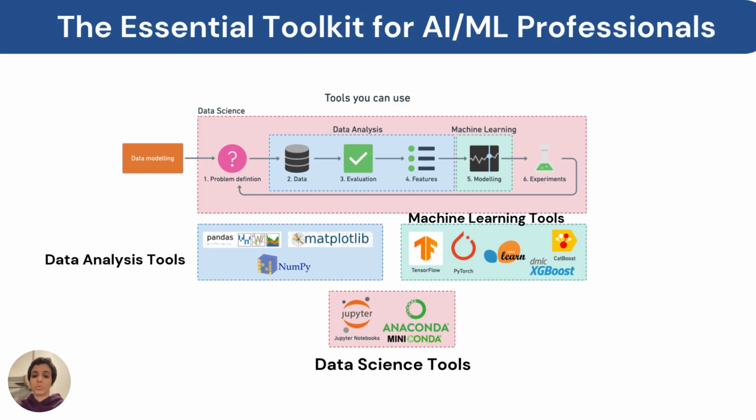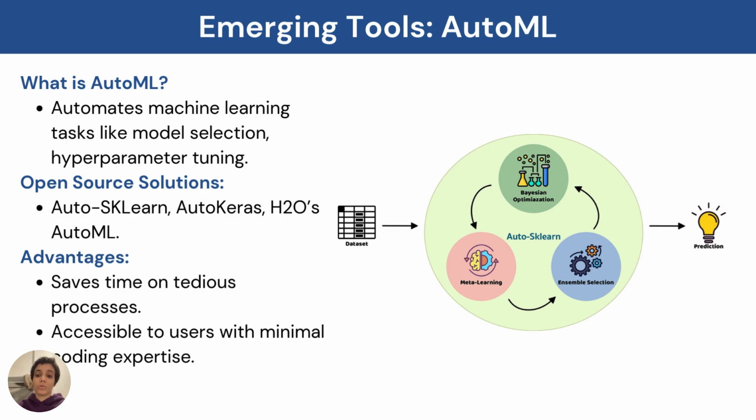Here we have the essential toolkit for AI and machine learning professionals. We have here data analyzing tools. We can see Matplotlib, NumPy, Pandas. We see the data science tools Anaconda and Jupyter. We see the machine learning tools like TensorFlow. We see scikit-learn, and so on and so forth. Emergent tools like AutoML are an approach that simplifies and automates the entire machine learning workflow.